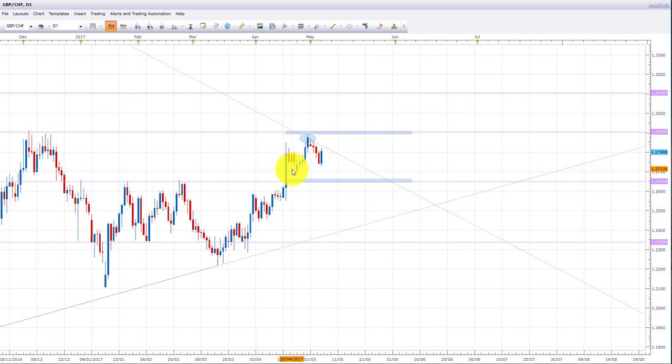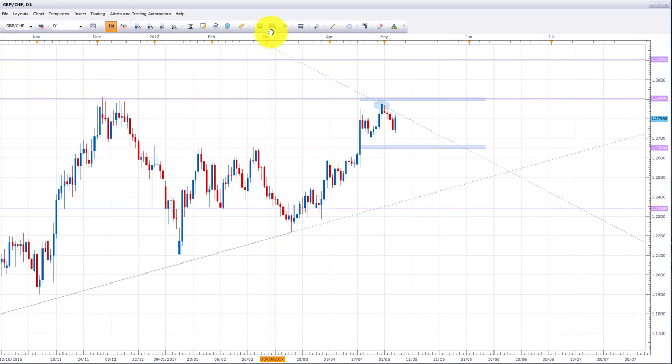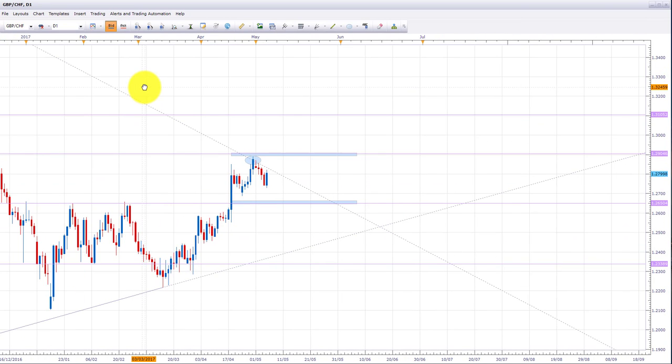Pound franc did break through this resistance area here, and we got this kind of continuation move to the upside. We were then looking for some long positions in the pound franc, but we did note primarily this major downward sloping trend line, as this is actually a long-term wedge.